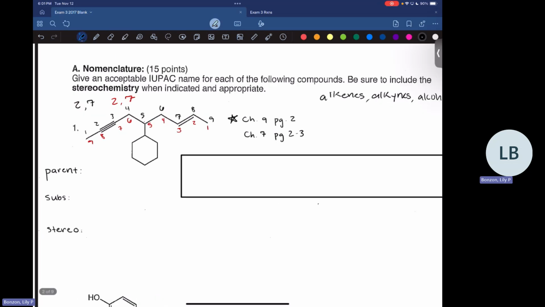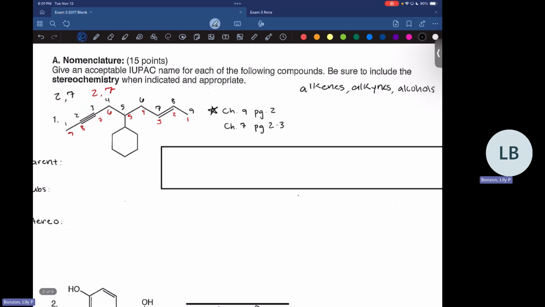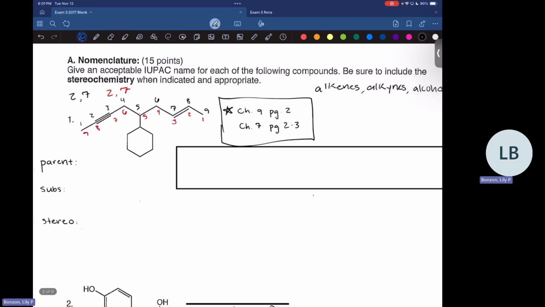So if you want to review the alkyne and the alkene nomenclature, which I highly suggest you do because it is pretty subtle differences between them, this is what you're going to want to look at. And that's where I find the rule that I just stated. So whenever the double and triple bond fall in the same number of carbons going either way, we're going to give the lower priority to the double bond. So that means we are going to number from right to left like we did with the red numbering.